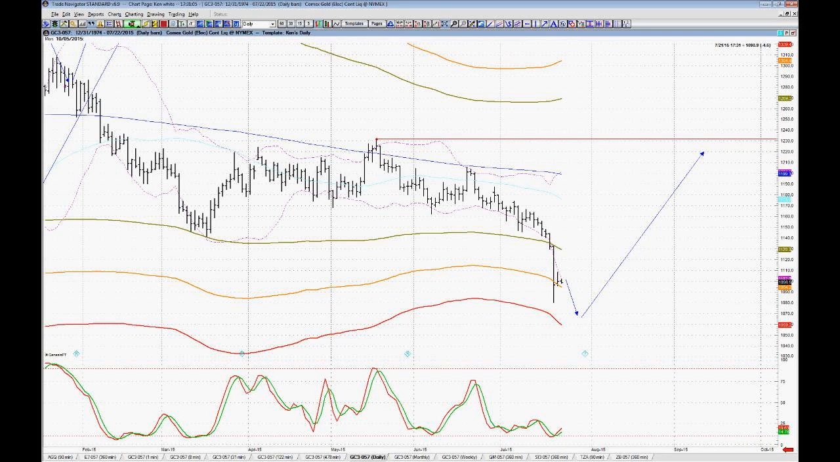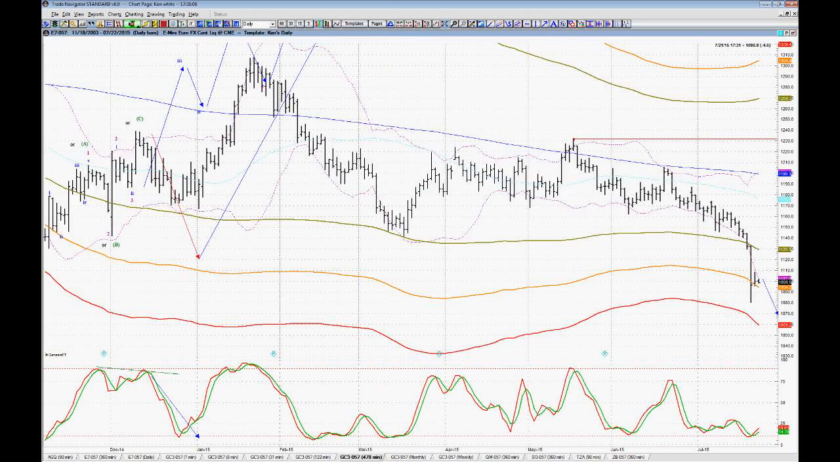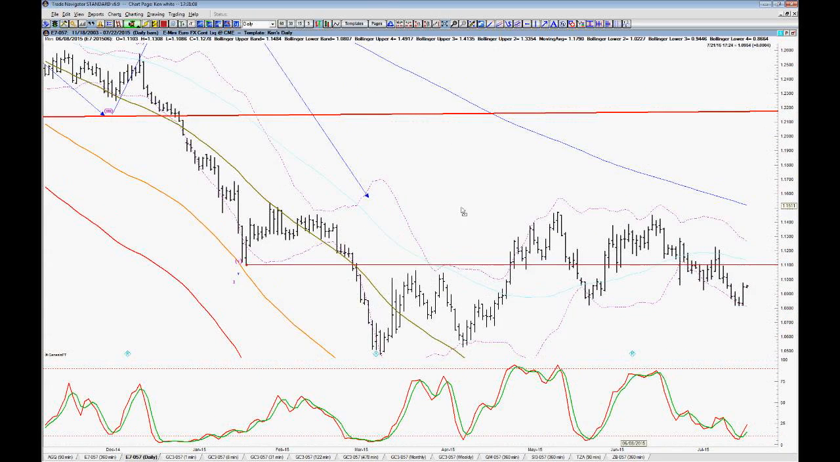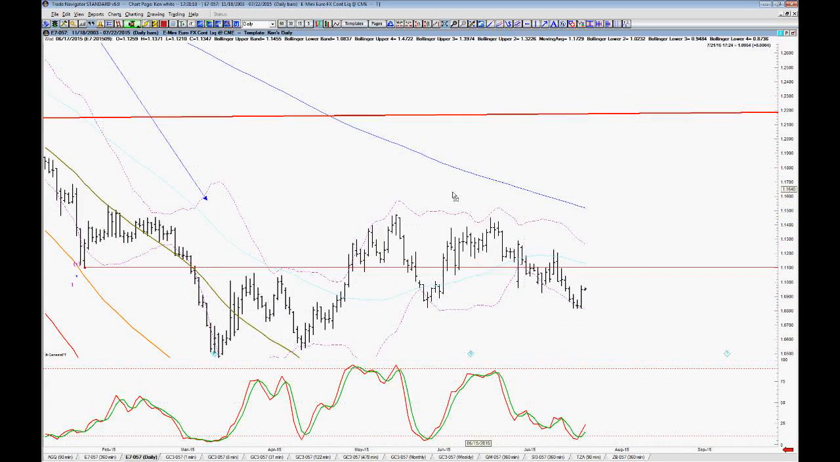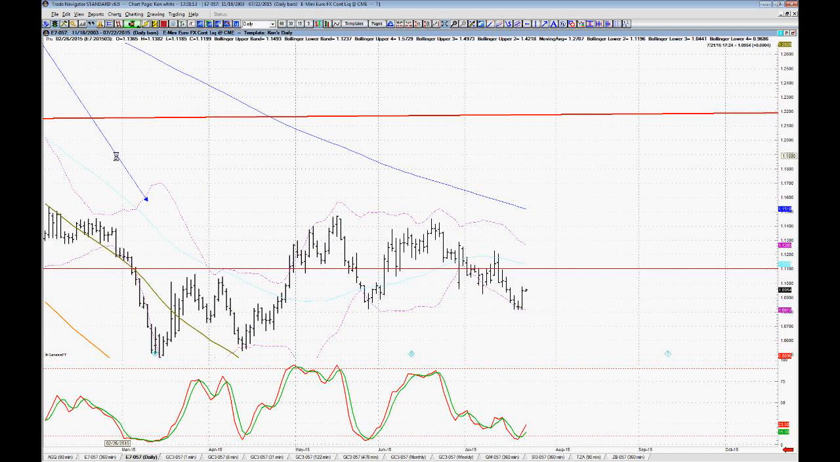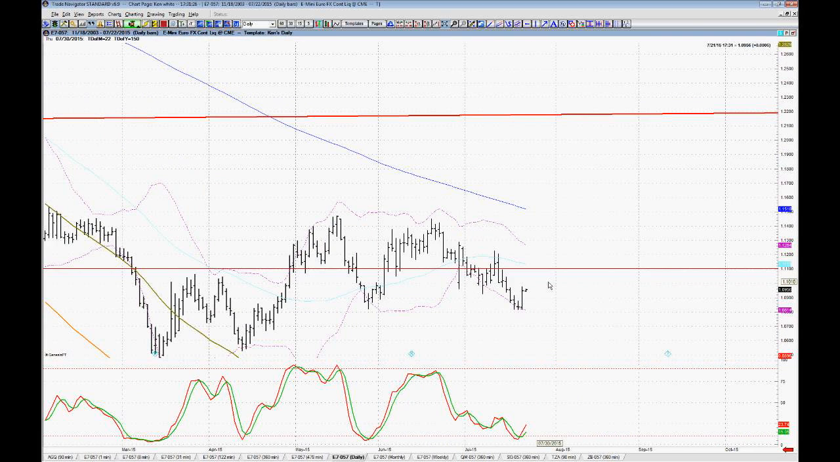Well, what about things like currency? How about the euro? Let's look at the euro. Same process. Everything is the same. This is a decision support engine. We don't take action without the decision support engine indicating the probability of an outcome we want.